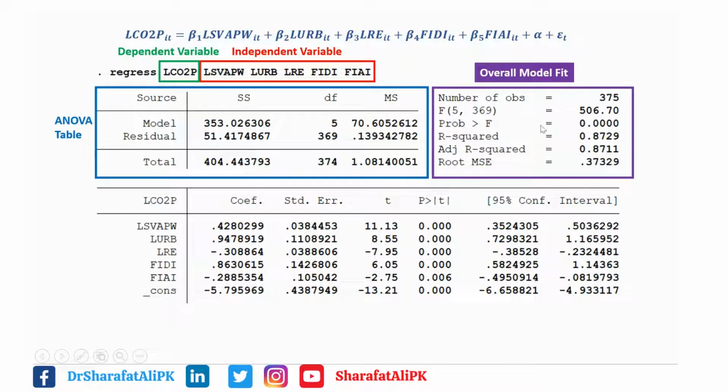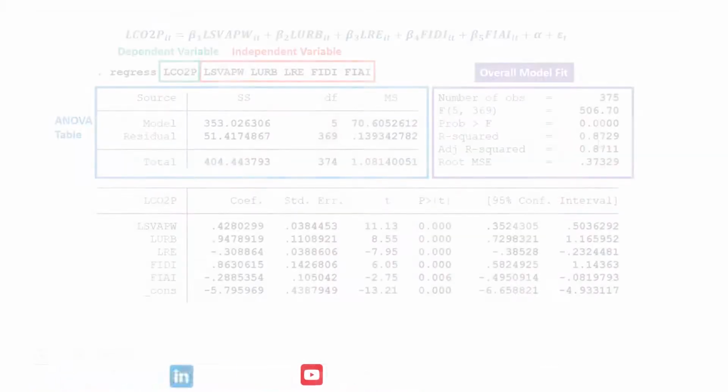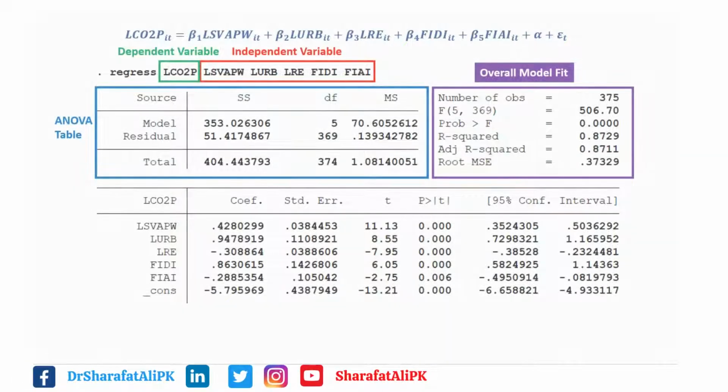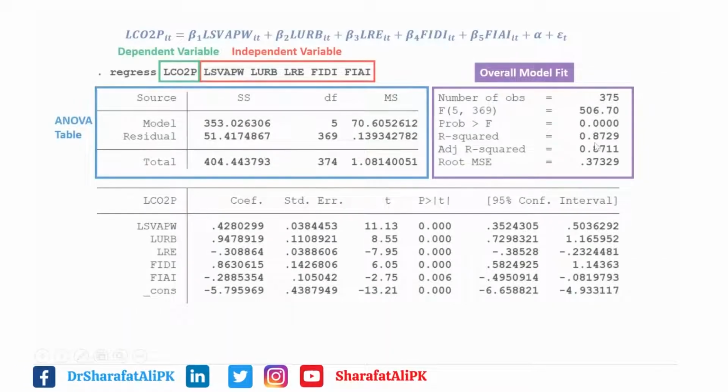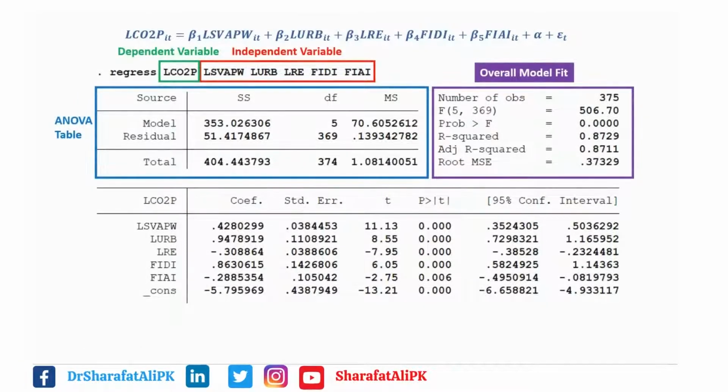This is the probability of F statistics, which is less than 5%. Actually it is less than 1%, and it shows the overall goodness of fit of the model. This is R squared, which means the coefficient of determination, and this is adjusted R square, and this is root mean square of the error term. This R square value means 87% of the variations in the dependent variable explained by independent variable is estimated by this model.